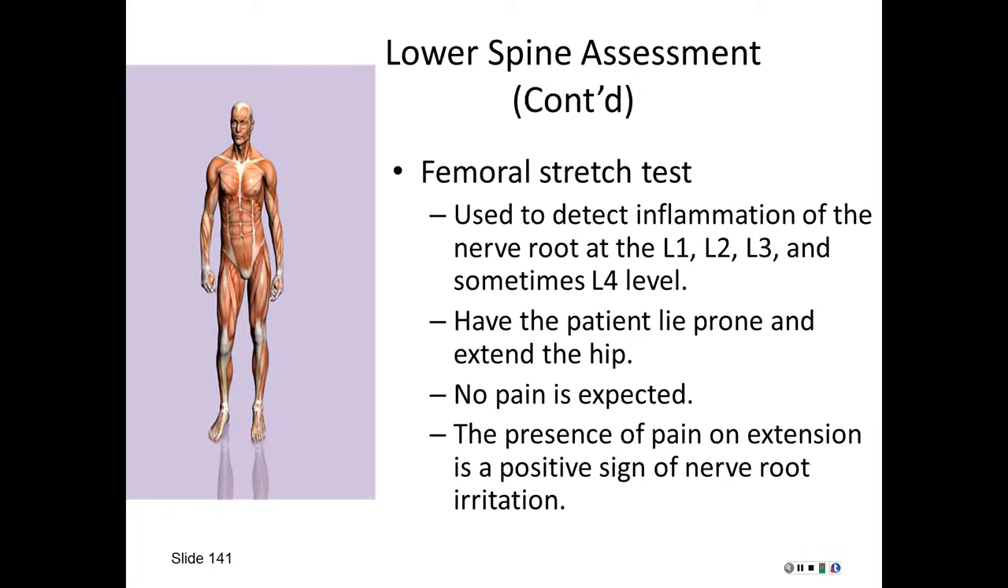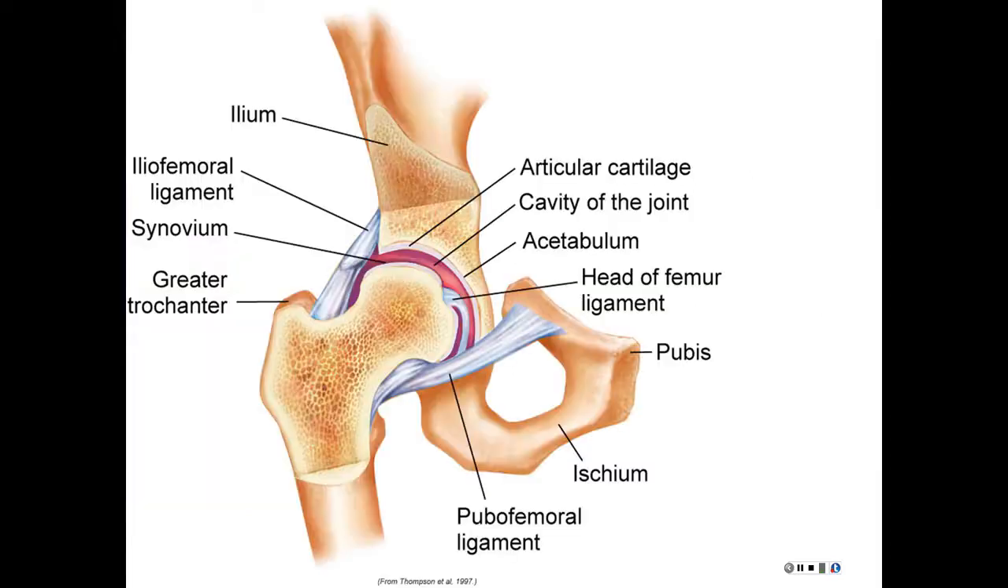Femoral stretch, it's going to tell nerve root irritation of L1, 2, 3, and sometimes L4. Have the patient lie prone and extend the hip and see if any pain occurs. No pain should normally occur. The presence of pain on extension is a positive sign of nerve root irritation at L1, 2, and 3. This time they're lying prone and they extend the hip. So they have to lie on their stomach.